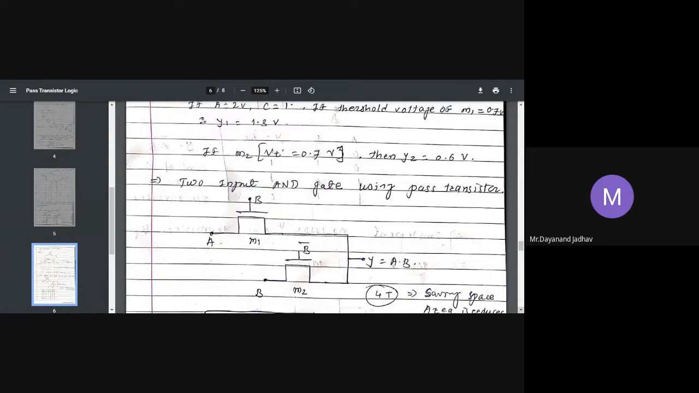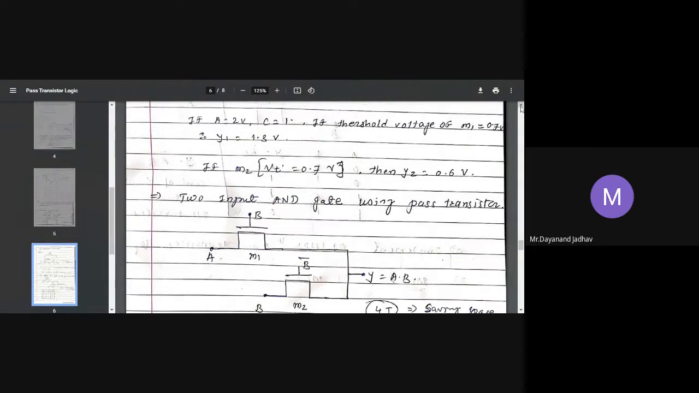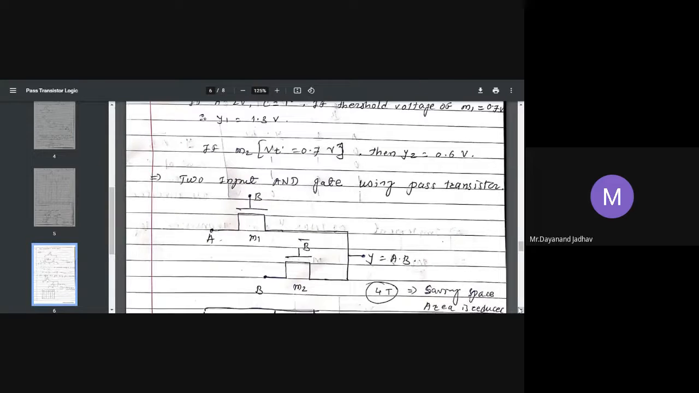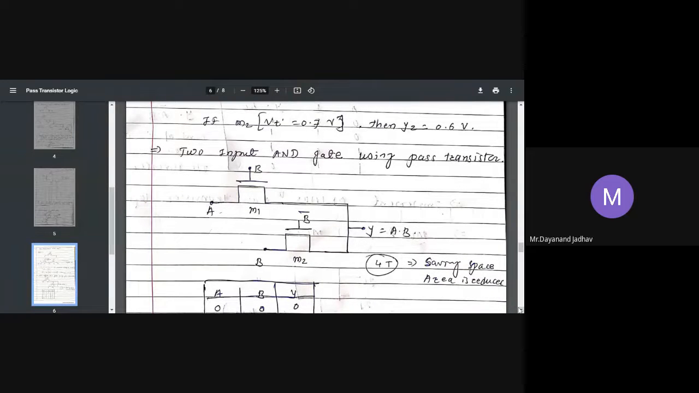See here now, the same AND gate which is designed with logic Y equal to A and B. By using static logic, we require here 6 transistors. In that, the pull-up network can be implemented using PMOS and the pull-down network can be implemented using NMOS. But here, how do we implement a two-input AND gate using pass transistor logic?